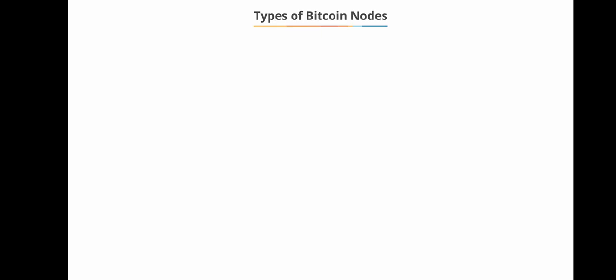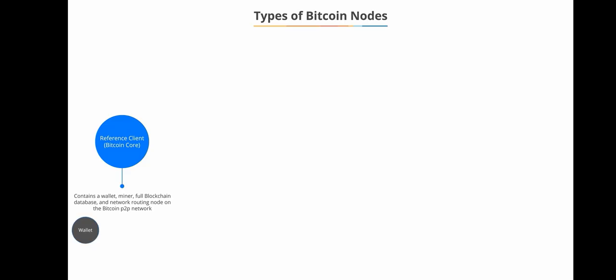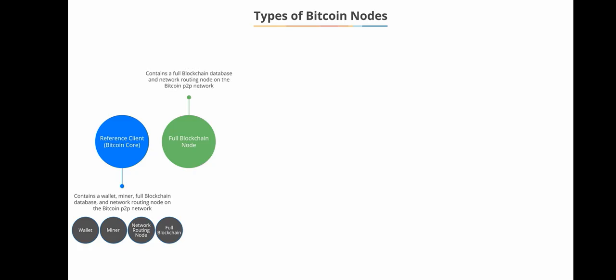Types of Bitcoin nodes. Now let's take a look at the different types of blockchain nodes. First is a reference client. This client contains a wallet, miner, full blockchain database, and network routing node on the Bitcoin P2P network. Second is a full blockchain node. This contains a full blockchain database and a network routing node on the Bitcoin P2P network.